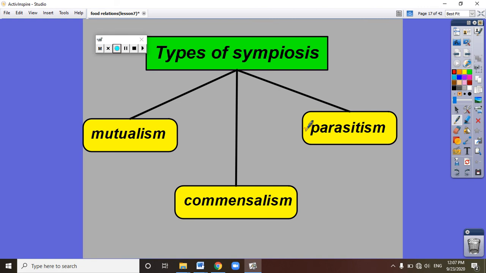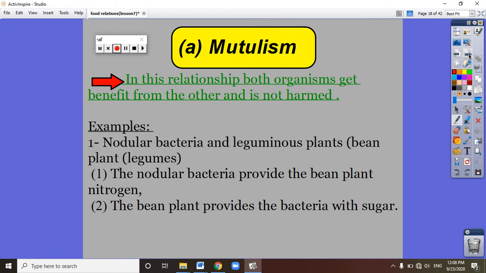Okay, so we are talking about the second food relationship, which is called symbiosis. Symbiosis has three types: mutualism, commensalism, parasitism. Let's start with mutualism. In the mutualism food relationship, both living organisms get benefit from each other.